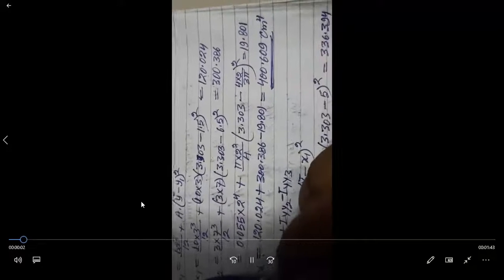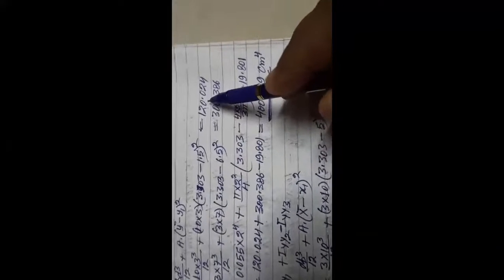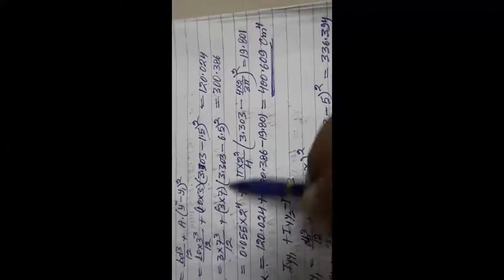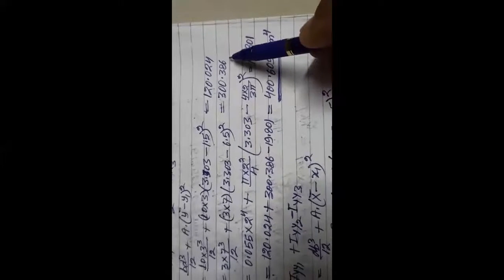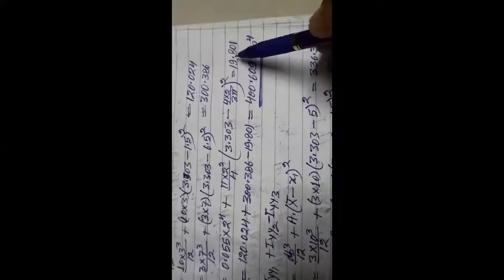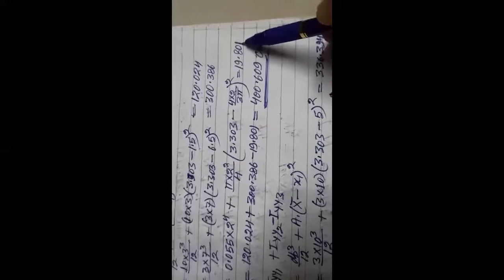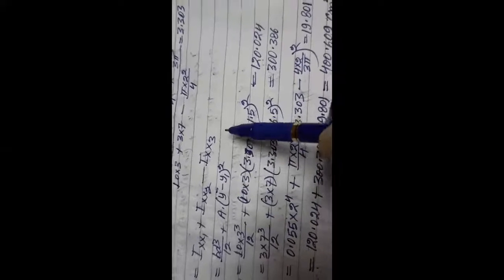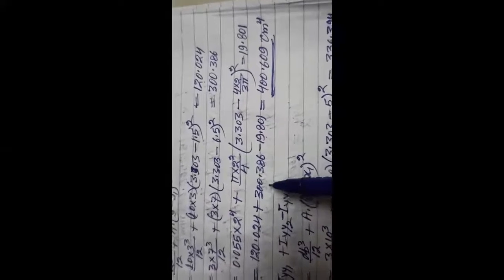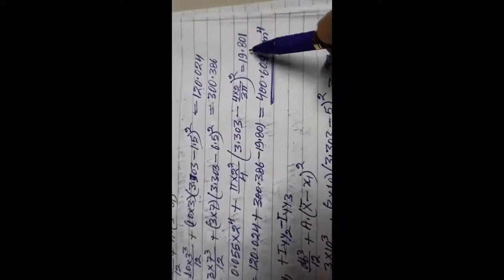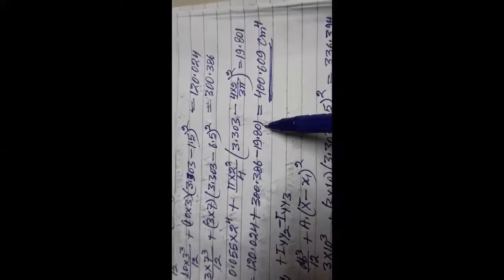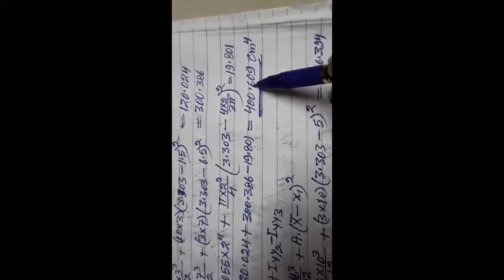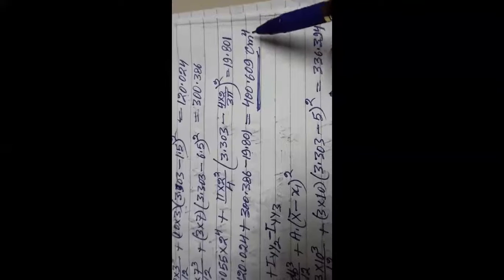Now on calculating, this Ixx1 is 120.024, this Ixx2 is 300.386 and Ixx3 is 19.801. And on putting these three values in this equation, Ixx1 plus Ixx2 minus Ixx3, this is 120.024 plus 300.386 minus this Ixx3, this will give the value 400.609 centimeter to the power 4.